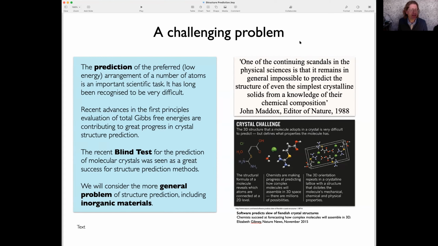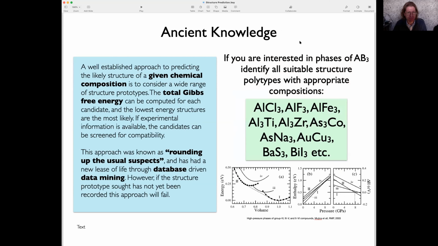And so in general, inorganic materials. Take random selections of those 90 atoms of the periodic table, put them together, and what crystals will they adopt? So I'm just going to highlight a few different approaches to crystal structure prediction that are around, and then I'll finish off by talking about my approach, ab initio random structure searching. This first one I call ancient knowledge.